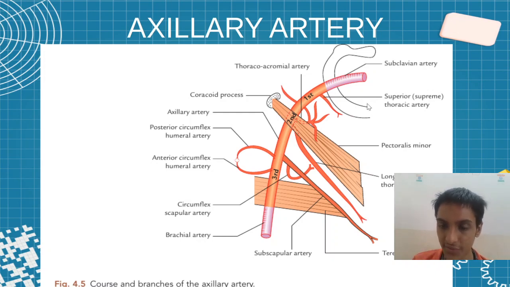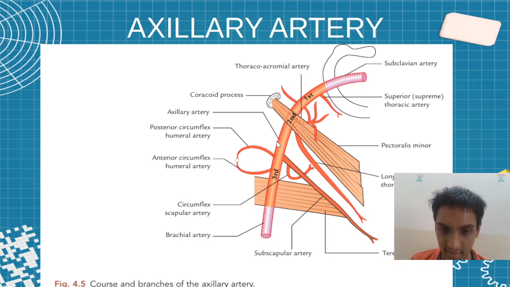It arises from the subclavian artery. The subclavian artery is coming out of the first rib. So it is dividing into three divisions, 1, 2, 3. The first division gives the superior thoracic artery. The second division gives the thoracoacromial artery that pierces the pectoralis minor muscle, and also we are finding the long thoracic artery. Then this is continuing as the third part.